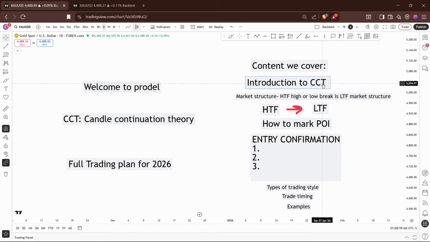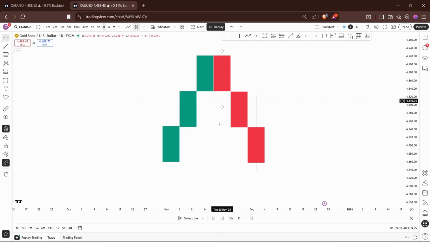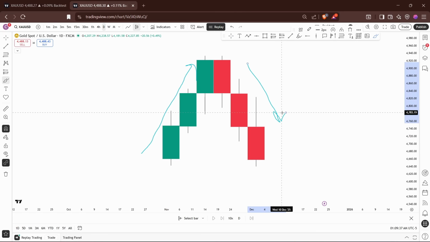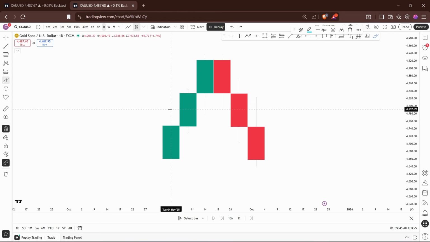First, introduction to CCT. CCT stands for candle continuation theory. Here we can see this is the bullish move and this is the bearish move. And here you can see this is the candle high. Before starting this, you have to know about the candle structure. This is the bullish candle where it starts from this level, reaches down to this low, then up to this high, and closes at this level. So this becomes the close level. You have to know everything about the candle OHLC: open, high, low, and close.